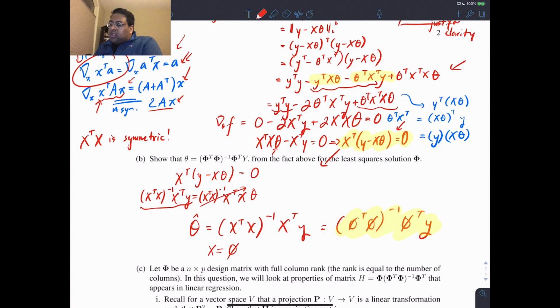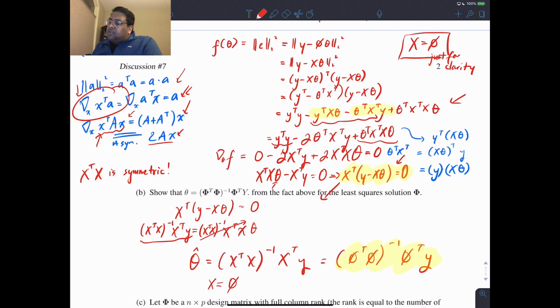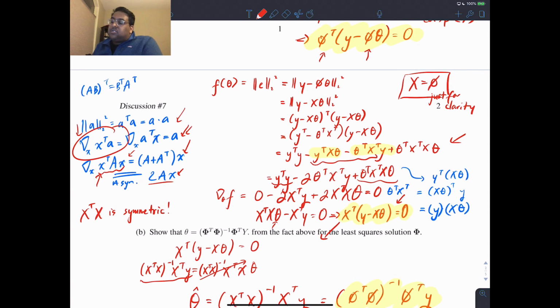One little nuance that I didn't mention yet is, how do we know that this is a minimum and not a maximum? Well, it's because the L2 norm function is convex. That's something that is probably discussed in lecture, but just something to keep in mind. So that's what we've done so far in parts A and B.